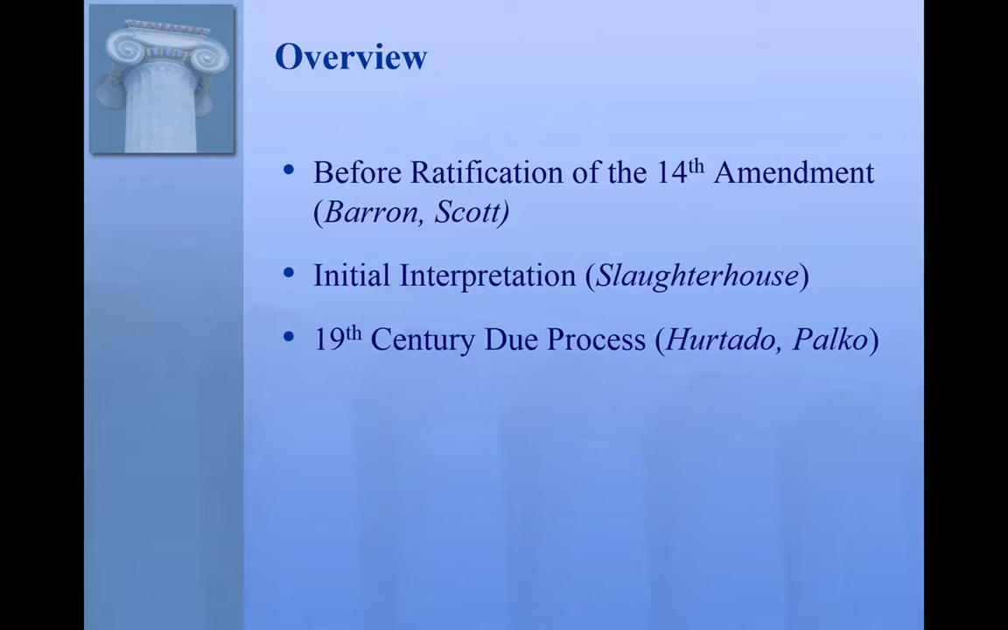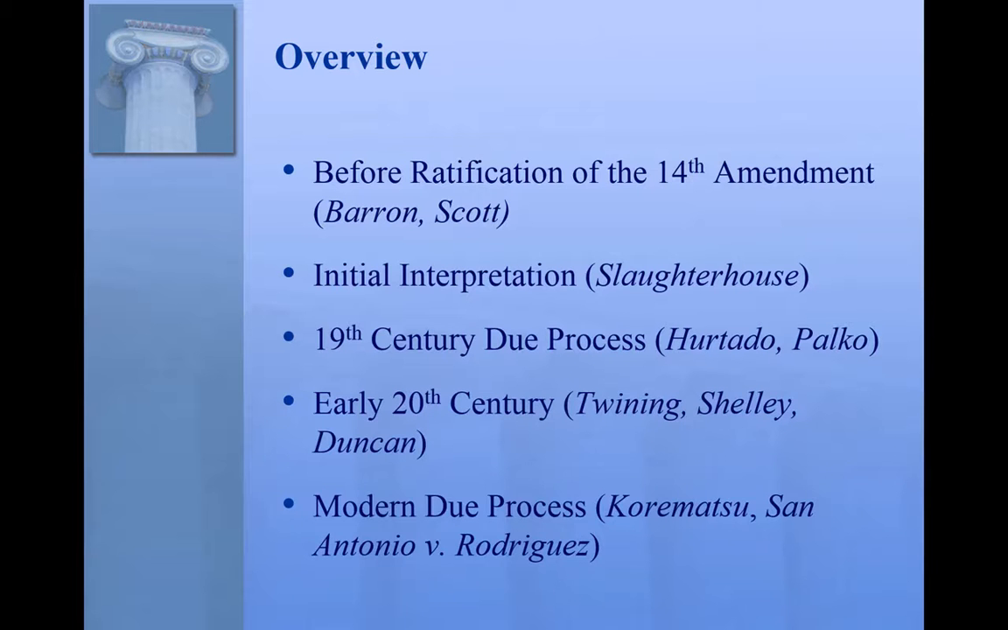Now we're going to go on and talk about two cases in which the court tries to lay down some sort of rule for determining when a right is fundamental, what does fundamental mean, and a standard for what government has to do to demonstrate that it is not violating the right, or when it is violating the right, it's doing so legitimately. Then next, of course, we'll talk about early 20th century and then modern due process.